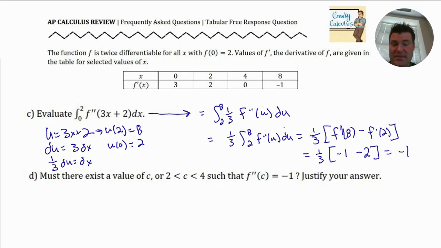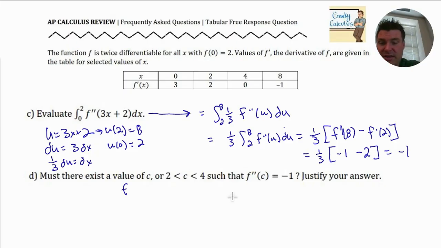Now, some might think this is IVT, and I totally understand that, but we're not given f double prime when we have f prime values. Since we have just f prime values, I need to find the average rate of change and see if this works, which is going to end up being an MVT problem. So first things first, we can only use MVT if f prime is continuous and differentiable.